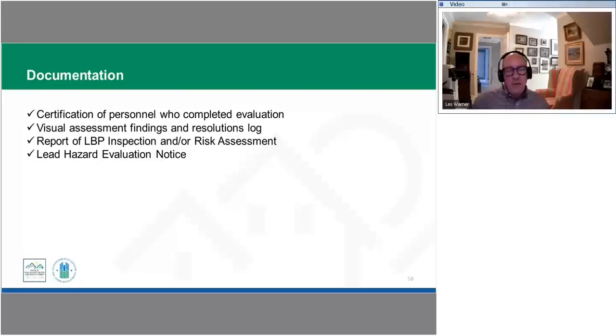So documentation in this step, as we've been mentioning, depending on the level of evaluation that's required, we're always going to have personnel that are certified for that. It might be a visual assessment where we have documentation to show that this person took the online training and has certification. In the case where we are having paint testing and a risk assessment done, we would need that information in the file to document that it was completed by someone with appropriate evaluation credentials. With that, we would also expect to see the findings for either the visual assessment, the findings in that log that we mentioned, or, in the case where we're doing a lead-based paint inspection and risk assessment, that report in place. And then of course we mentioned that there's a requirement that the disclosure notice go out within 15 days, so we would need evidence of that within the file.